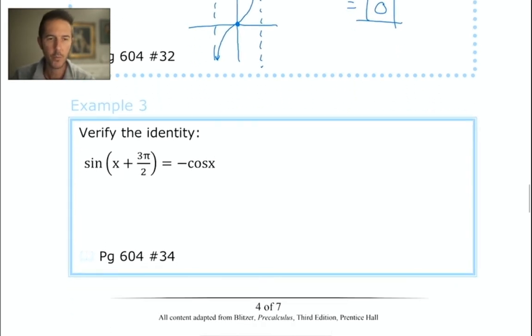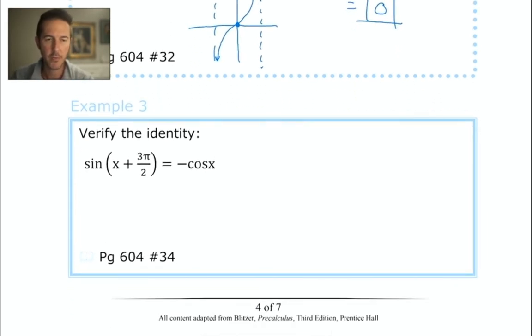In this example, we're going to be verifying the identity. I would say that the left-hand side is more complex than the right-hand side. The left-hand side says sine of alpha plus beta. This is my alpha. This is my beta.